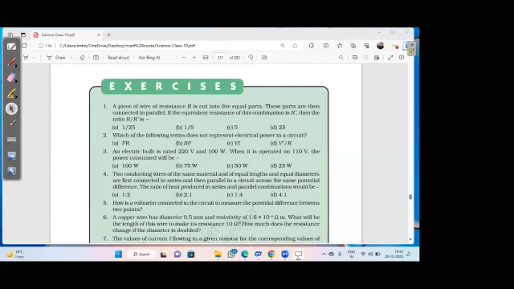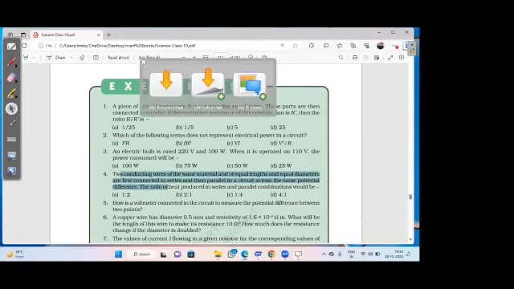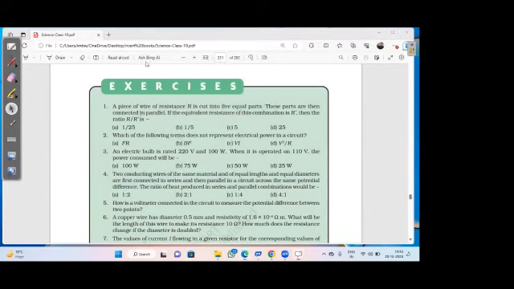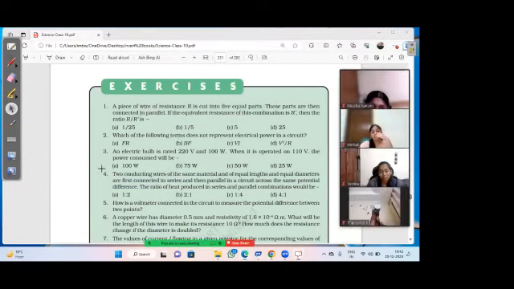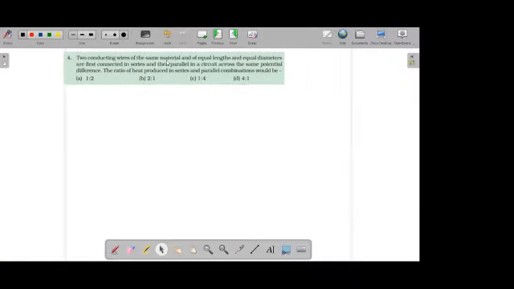Now let's see a similar question again. You need to apply your brains. See the fourth one. Two conducting wires of the same material and equal length and equal diameters are first connected in series and then in parallel in a circuit across the same potential difference. The ratio of the heat produced in series and parallel combination would be.